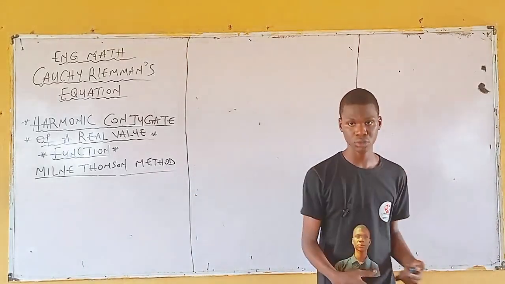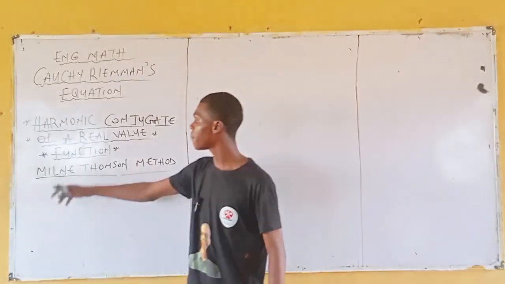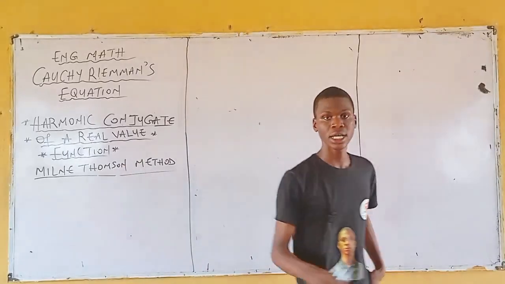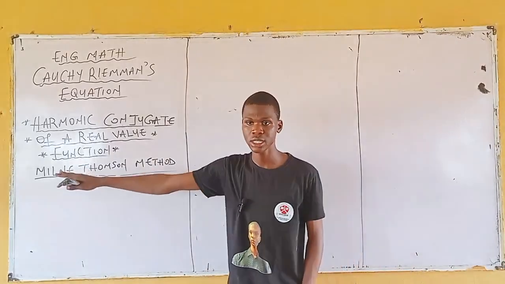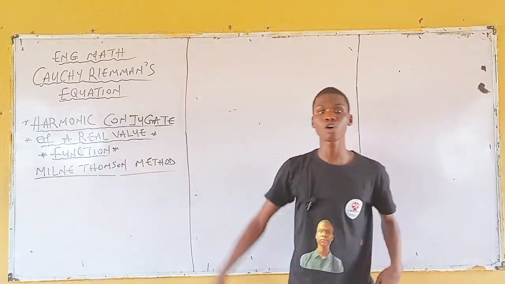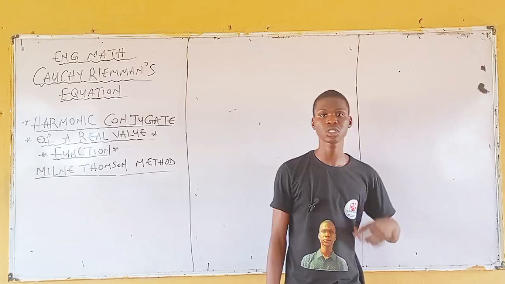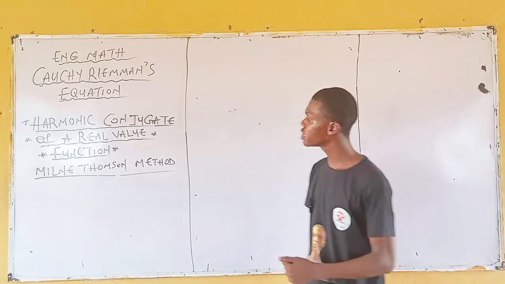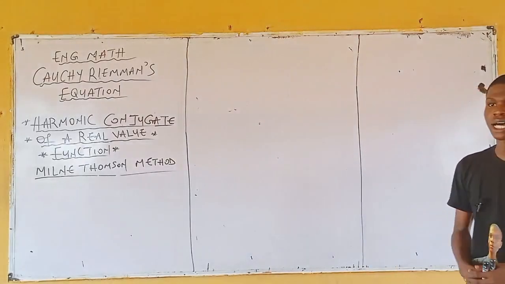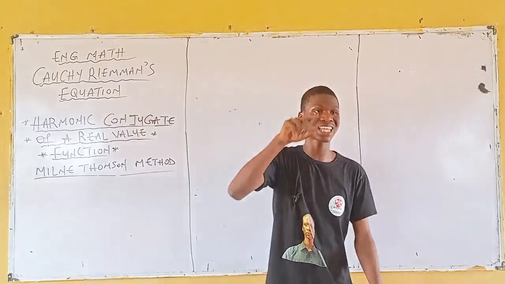Yes, we have another method. This method is called the Milne Thomson method, right? This is very easy. This is one of the easiest methods compared to the first method, which was the partial derivatives. So this method helps us to find f of z directly.